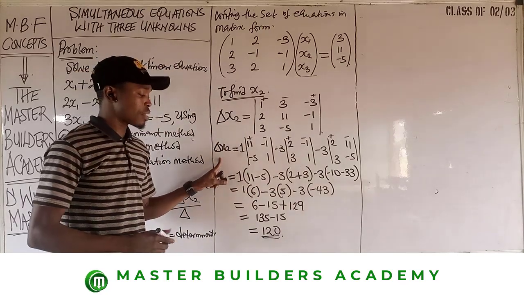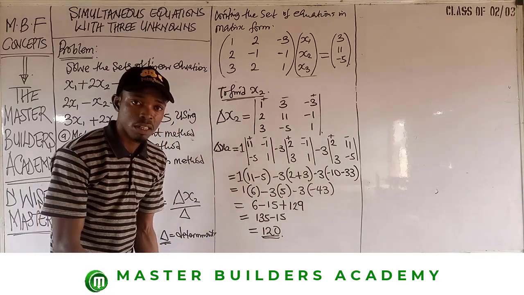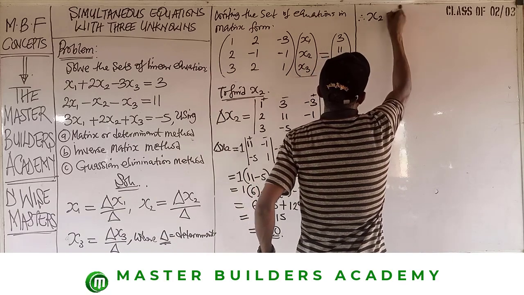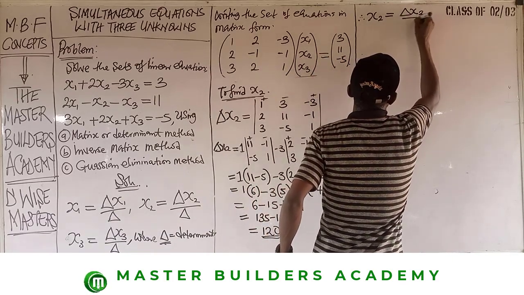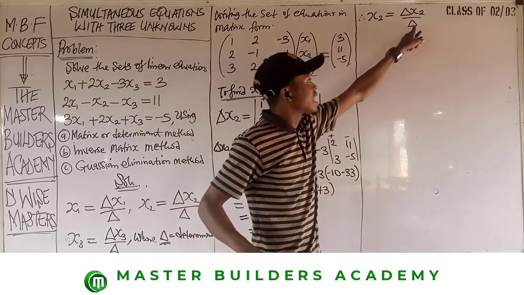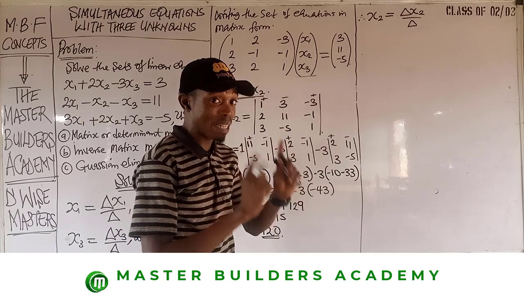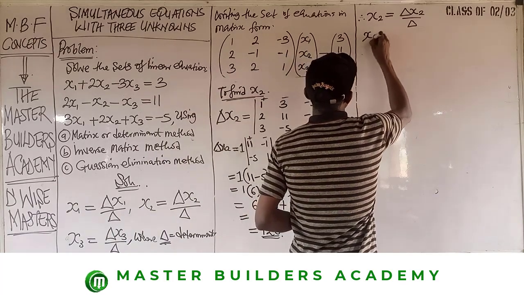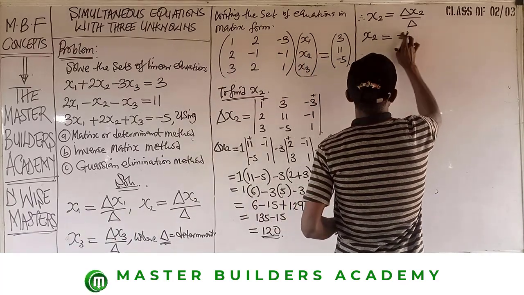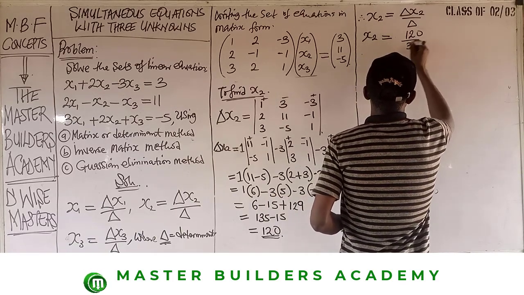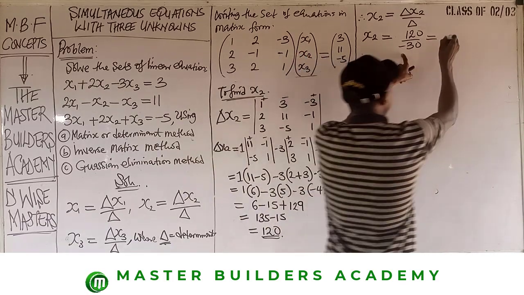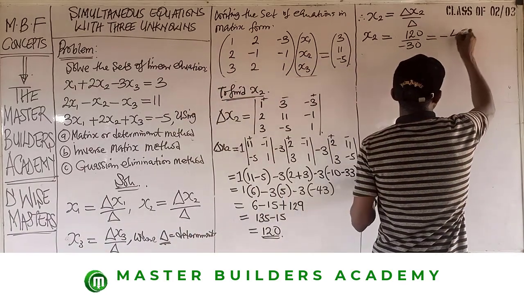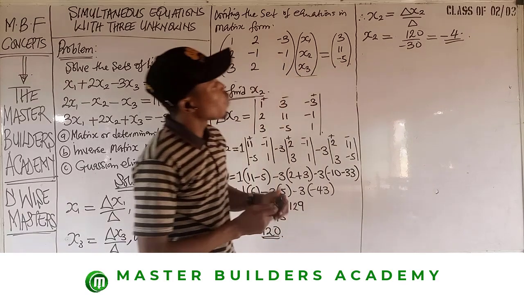This is delta x2. And then remember that to find delta x2, there is a formula here that we have defined. So therefore, x2 is equal to delta x2 over delta. And don't forget that the delta here is negative 30. That was the first determinant that we obtained for the coefficients of the unknown, right? So with that, x2 is equal to positive 120 divided by negative 30. Now, plus divided by minus is minus, and then 120 divided by 30, that's 4. Then we have this as negative 4. This is the answer to x2.